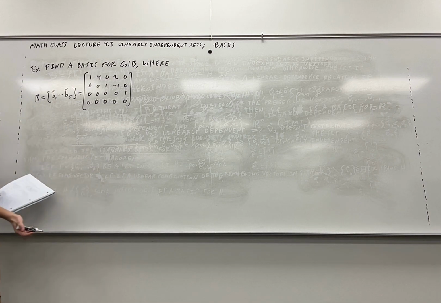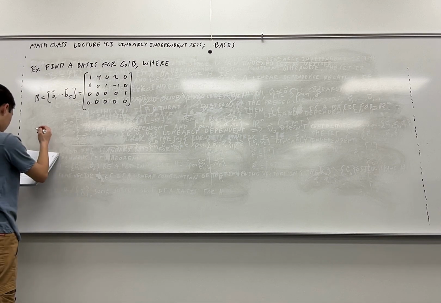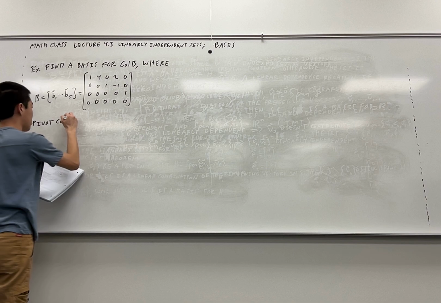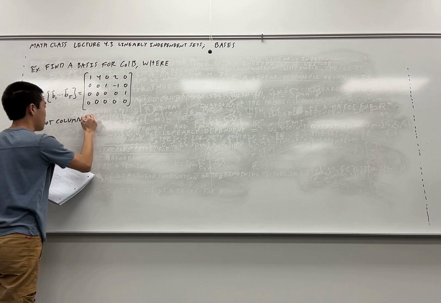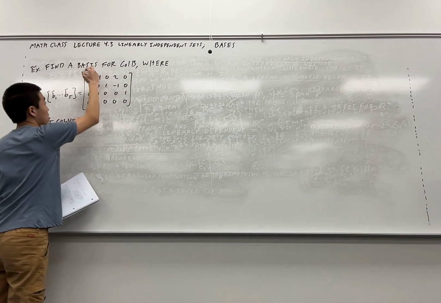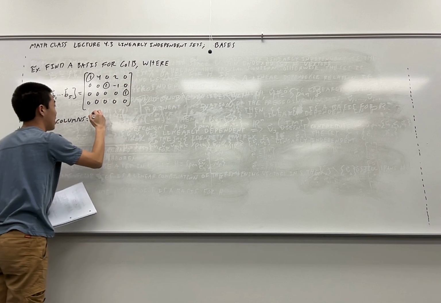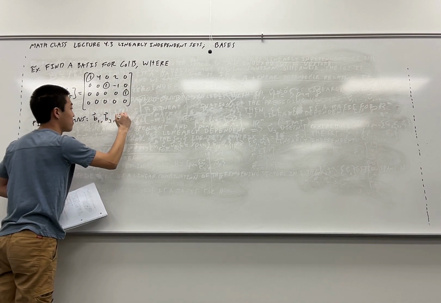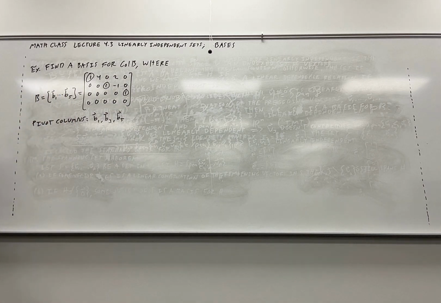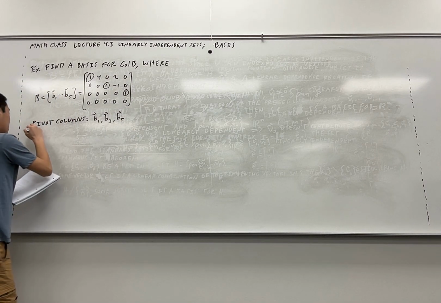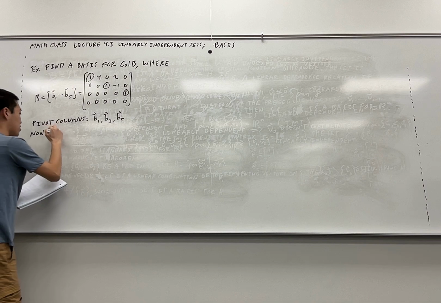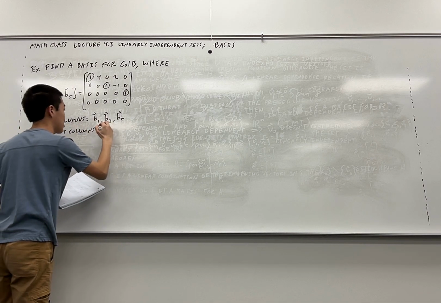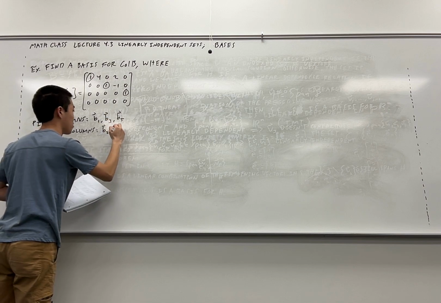Because it's in reduced row echelon form, let's identify our pivot columns. What are the pivot columns? Well, here's a pivot here, there's a pivot here, and there's a pivot here. So we have B1, B3, and B5 as having pivots. So they're the pivot columns. And all the rest are the non-pivot columns, that would be the rest, B2 and B4.